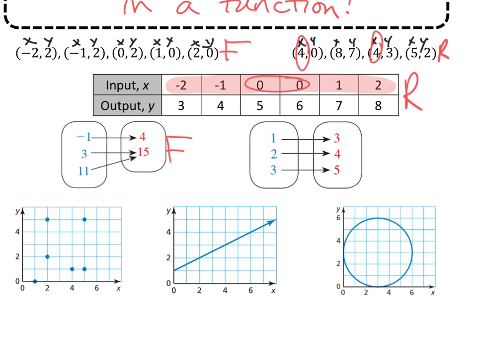If we look at the second mapping, we have the coordinates 1, 3, 2, 4, and 3, 5. Did any of the x values repeat? No, so this is also called a function.